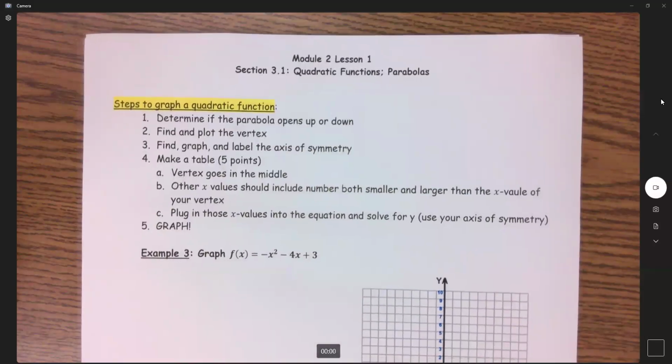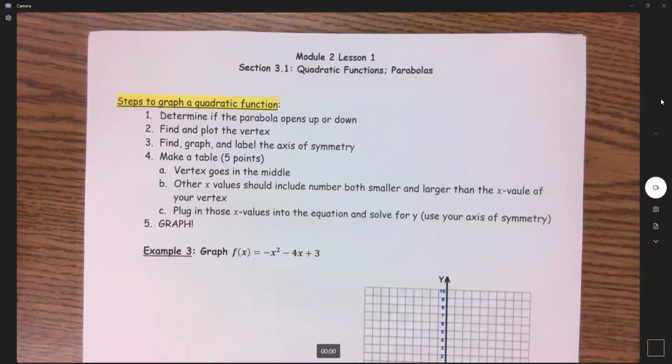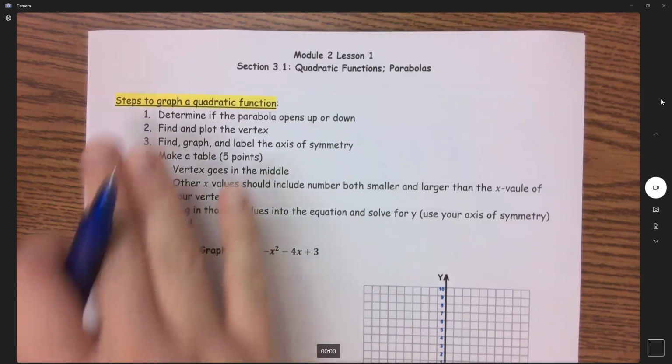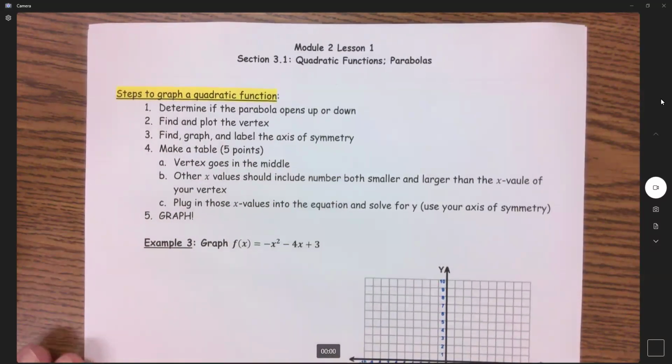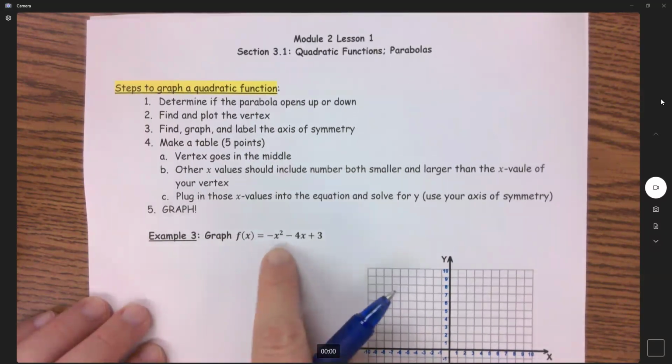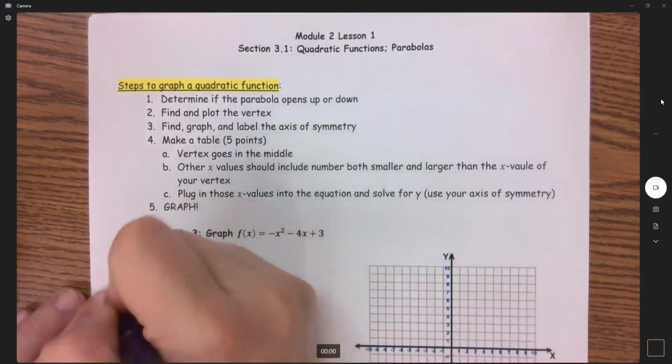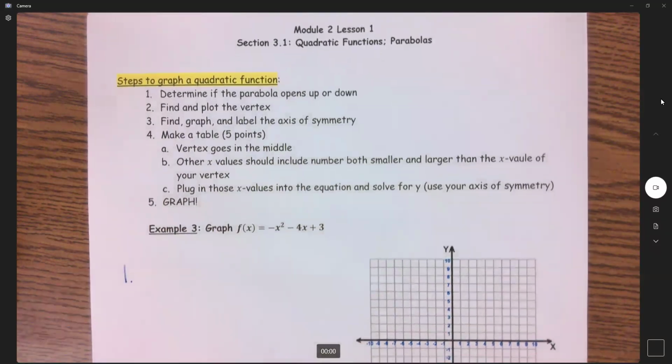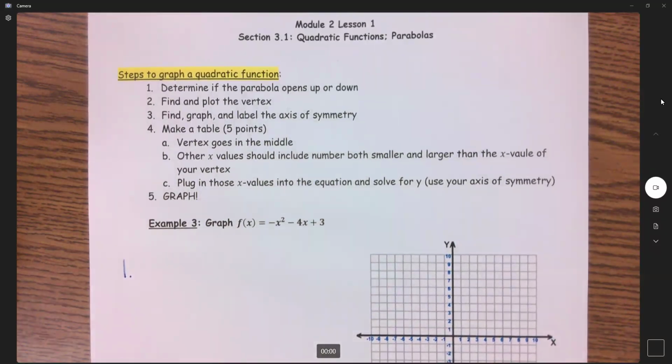Let's now graph a quadratic. And so here are steps to graphing a quadratic. First, we want to determine if the parabola opens up or down. So let's go over these steps as we go over this third example. If my third example is f of x equals negative x squared minus 4x plus 3, is this graph going to open up or is it going to open down?